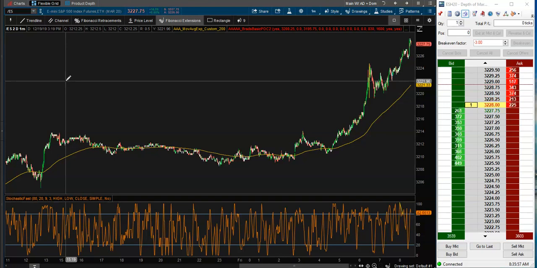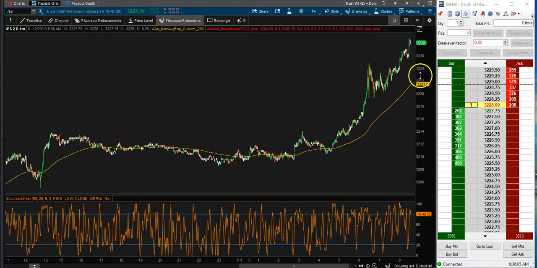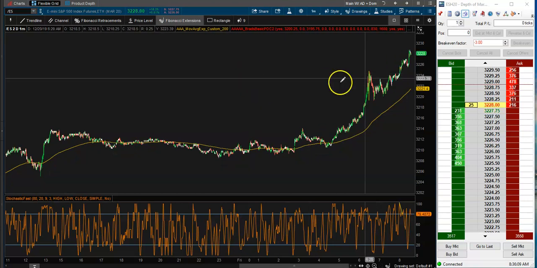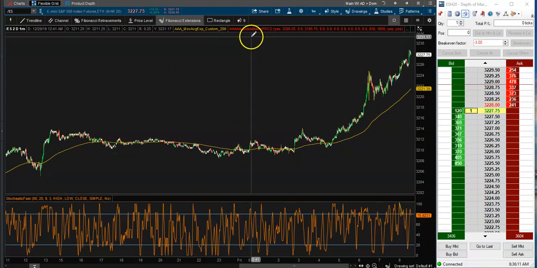So as always, let's jump right into today's topic, and we're talking about drawing Fibonacci retracements and extensions. Just a quick view of the way I like to do it.